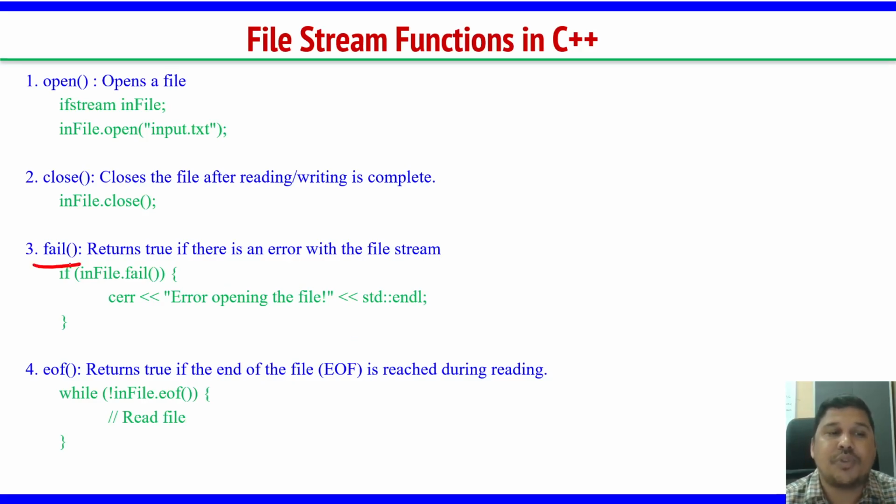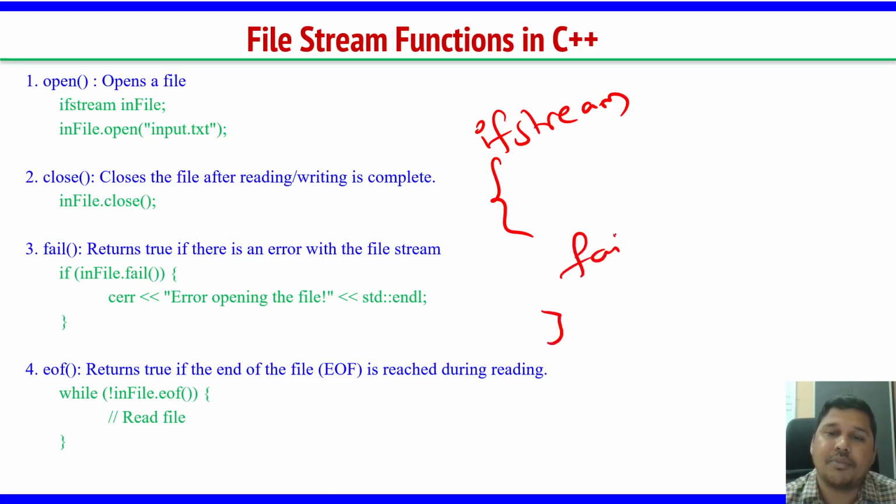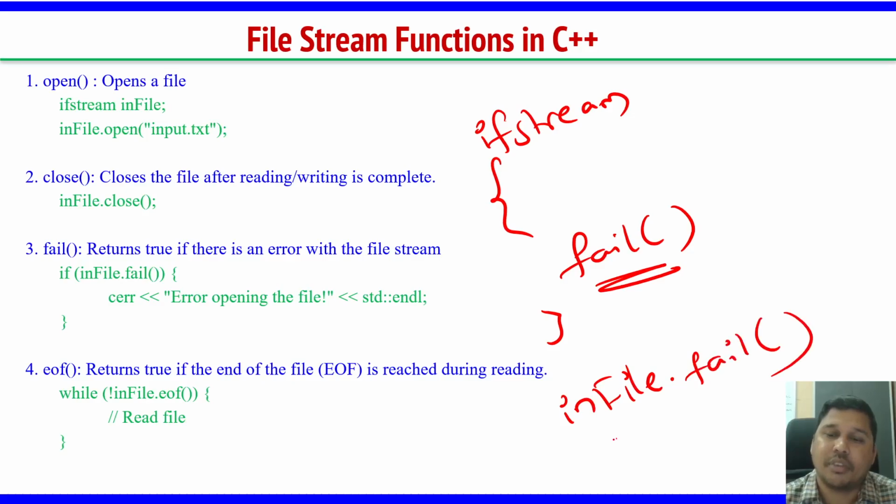So what is the use of this fail function? The fail function returns true if there is some error in the file. How do I access the fail function? Using the object. Object of which class? The ifstream class has some function fail. How do I access this? Using the object. What is that object I have created? That object name is infile. infile dot fail will give me true if there is some error in that file stream, otherwise false.